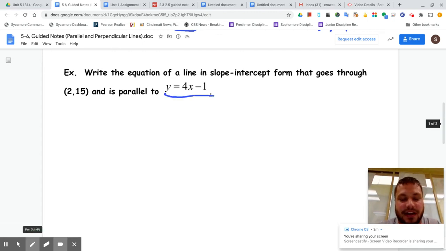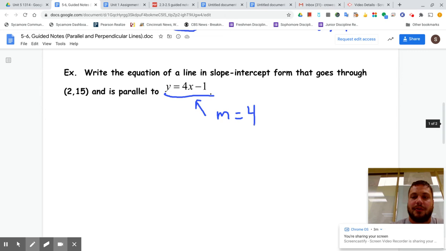Okay, well, this line has a slope of 4. So all lines parallel to this line have a slope of 4. So all that this statement is telling me is that the slope, or the m, is 4. So I know that my equation is y equals 4x. This right here is a y. y equals 4x plus b. I just need to find that b.